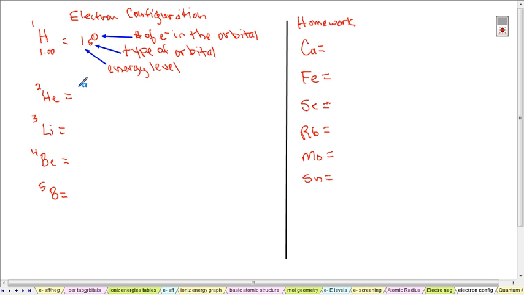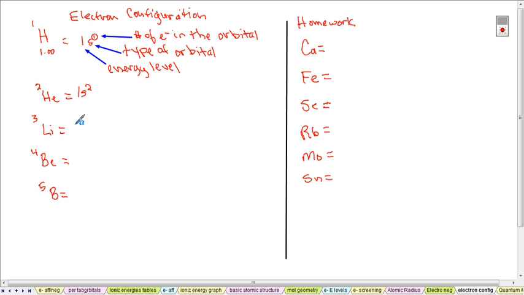So helium, again, it's in the first energy level, or the first row, so it's going to have a very simple electron configuration. All the electrons are in the first energy level as 1, and then its electrons are also in the s orbital, and it has 2 in that orbital.